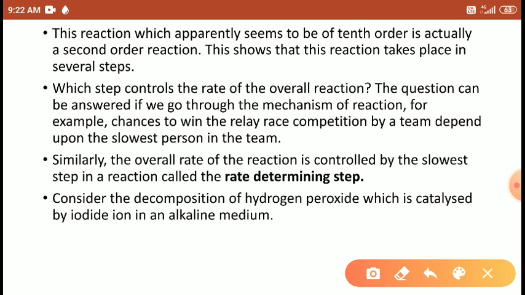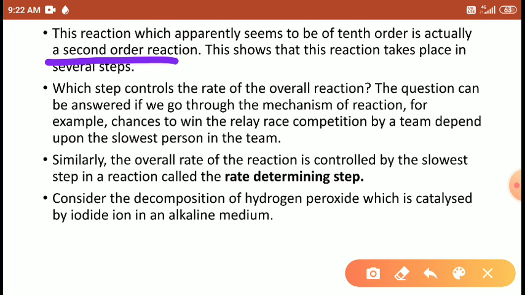So this reaction apparently seems to be a 10th order reaction because 10 moles are there. So 10th order of reaction? Actually, it is the second order. When we see it, there are 10 molecules, but it is the second order. Why is it called second order, students?